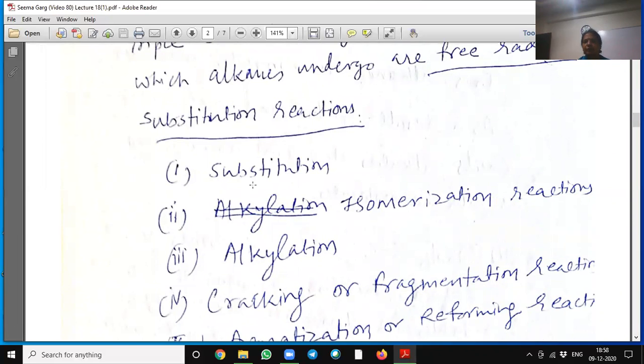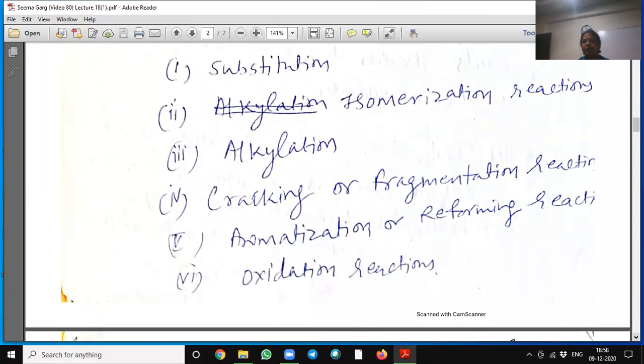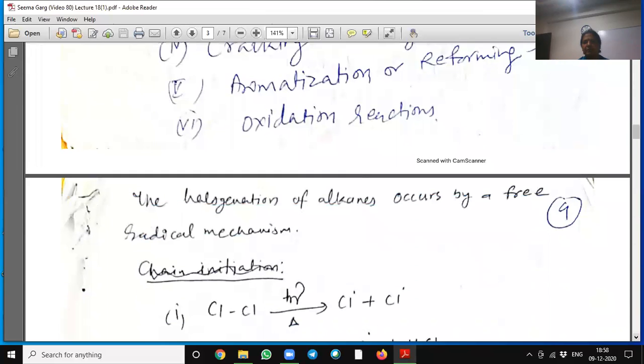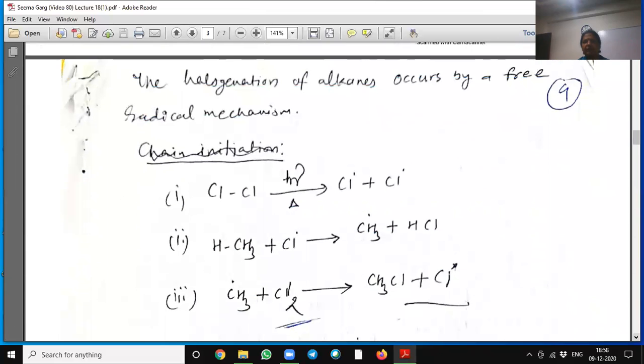So this type of reactions will include isomerization. Isomerization means we can convert them into their isomers. Alkylation reaction, cracking or fragmentation reaction, aromatization or reforming reaction, oxidation reaction. So this type of reactions alkanes are giving.